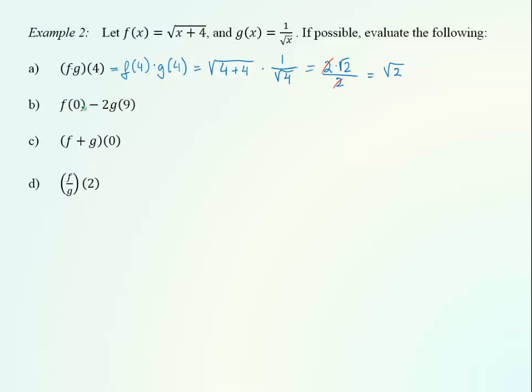Next example, f of 0. So f of 0, plug in 0 here, which is really root 4, minus 2 times g of 9. So we'll look for the g function, 1 over root 9, which is 1/3. So we have 2 minus 2/3. Altogether, this is like 6/3 minus 2/3, so it's 4/3. Done. The following example calls for f plus g of 0. Well, if I plug in 0 for f, I'm okay, I can evaluate, that will be 2. However, if I plug in 0 for g, I have 1 over 0, undefined.